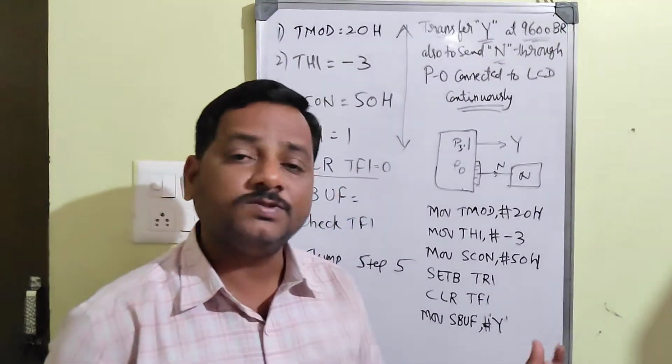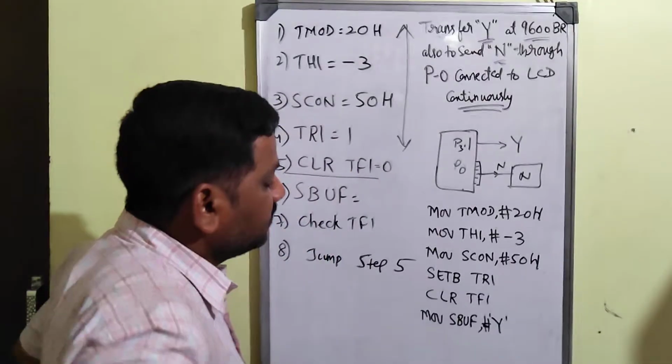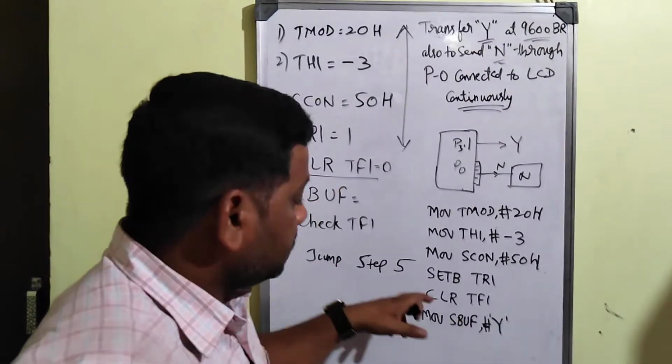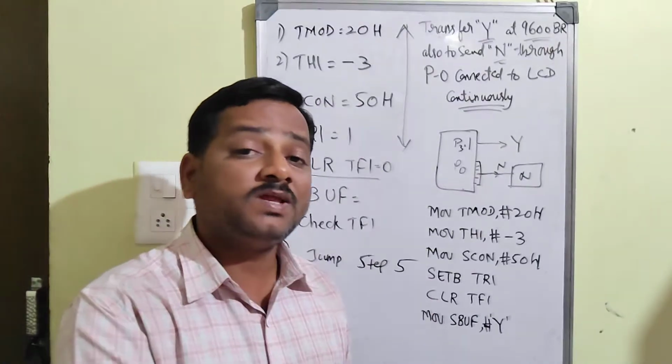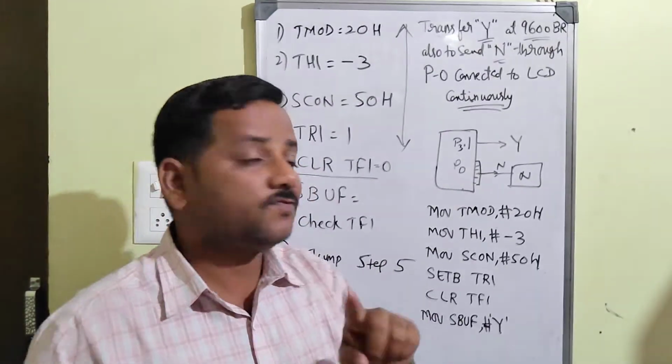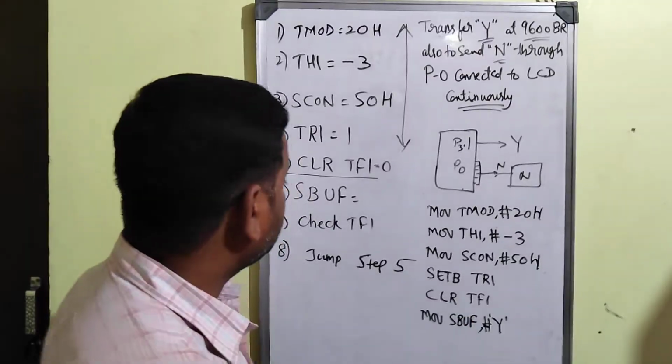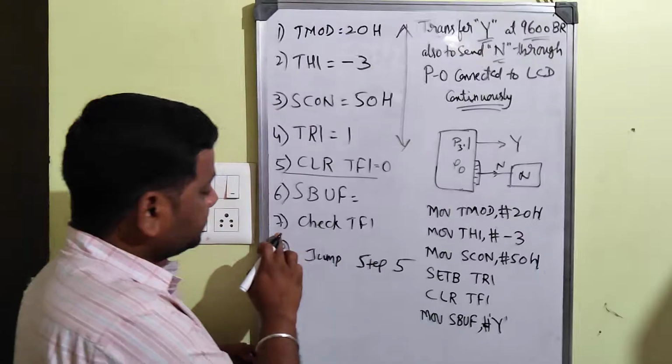So this is how we need to give the character. Now after giving this, the timer has already started, so it will start transferring. Meanwhile, what you need to do is check for this TF1. So for that, we check TF1. That is step number 7.